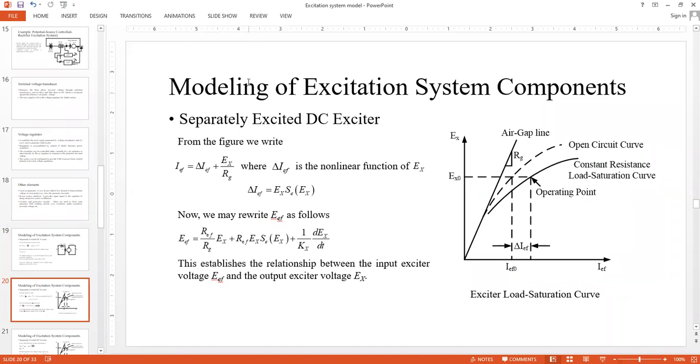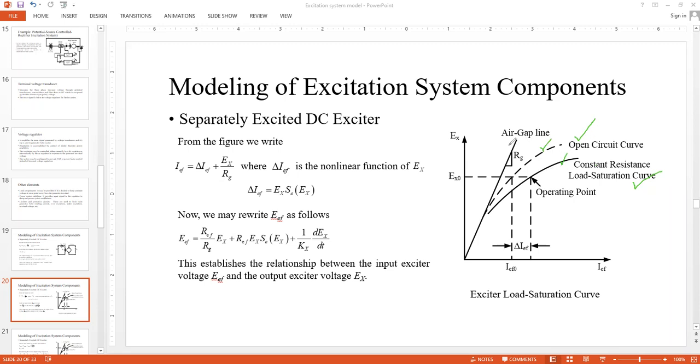So from the figure now, these are the two curves I just talked about. One is the open circuit curve, another one is the constant resistance load saturation curve. The open circuit curve is actually only available in the unloaded case. That's why it is in dashed form. But in the most general case, your system would be loaded. You are going to apply this exciter output voltage to your synchronous machine. And that field circuit is the load for this excitation system, the DC exciter. So this is the practical curve that you are going to work with. We are not going to work with this.